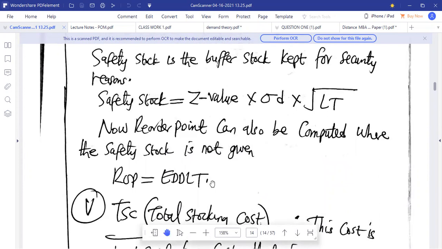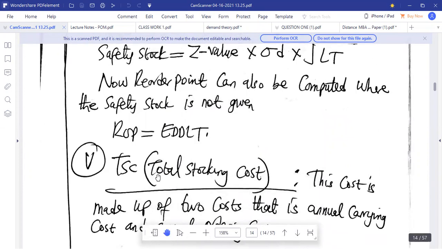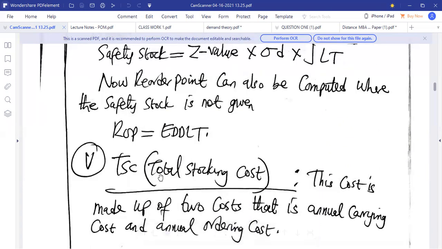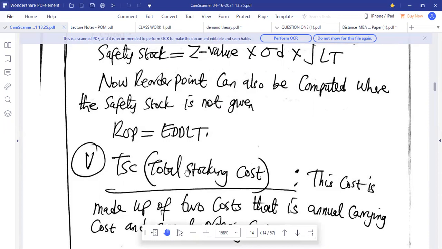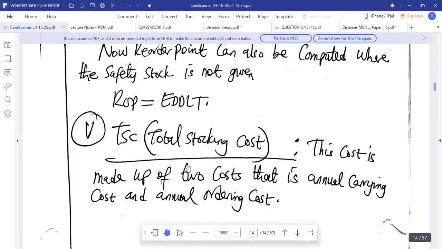All right, now we get into the TSC. The TSC is the total stocking cost. So when you're doing stock taking, you are only considering the annual carrying cost and what you have ordered. So total stocking cost is made up of two costs, that is annual carrying cost and the annual ordering cost. So that's the total stocking cost.